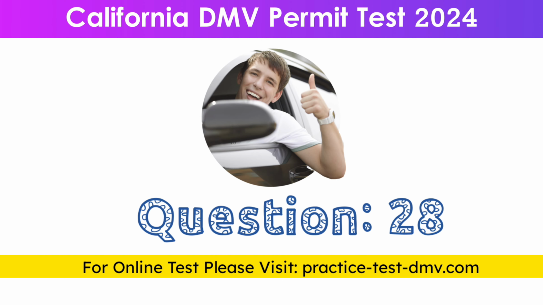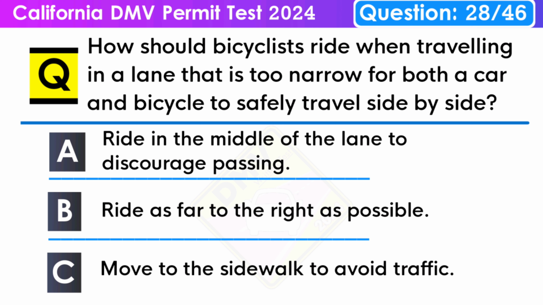Question 28. How should bicyclists ride when traveling in a lane that is too narrow for both a car and bicycle to safely travel side by side? A. Ride in the middle of the lane to discourage passing. B. Ride as far to the right as possible. C. Move to the sidewalk to avoid traffic. Correct answer: A. Ride in the middle of the lane to discourage passing. When the lane is too narrow for a car and bicycle to travel side by side safely, bicyclists are encouraged to take the full lane to prevent unsafe passing by vehicles.